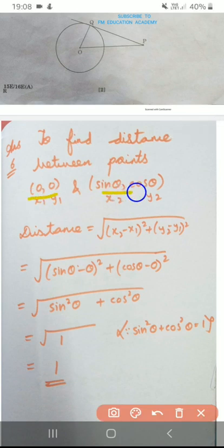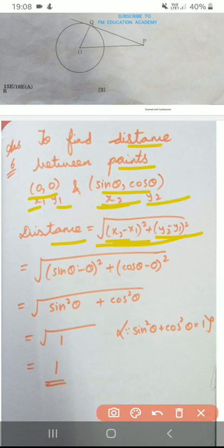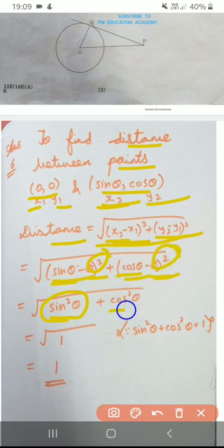0, 0 and sine theta, cos theta, and we have to find out the distance between the points, and we know the formula to find out distance is root x square plus y square for origin, or I can also write this as root x2 minus x1 whole square plus y2 minus y1 whole square. This is x1 y1 x2 y2, so x2 is sine theta minus 0 whole square plus cos theta minus 0 whole square. Sine theta minus 0 is sine theta, and square I have, so it becomes sine square theta, plus cos theta minus 0 is cos theta, and square I have means it is cos square theta.